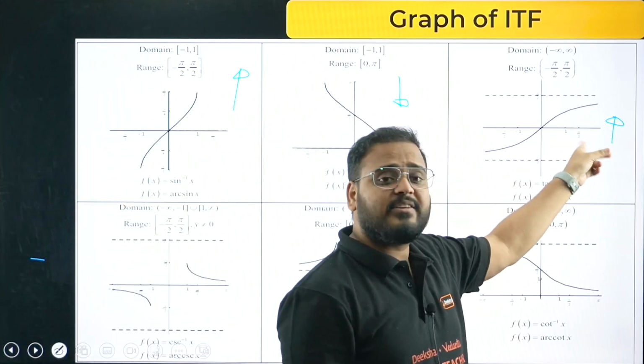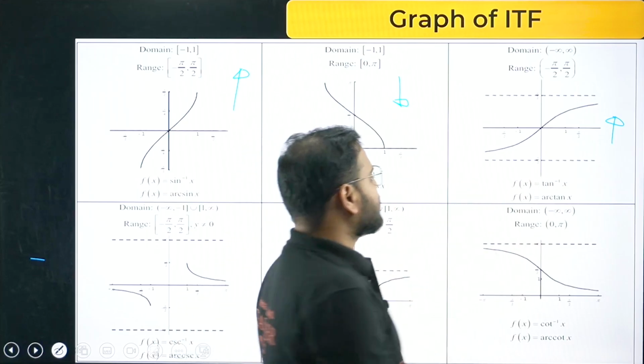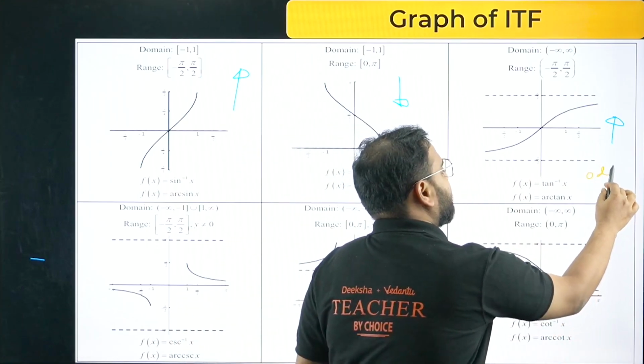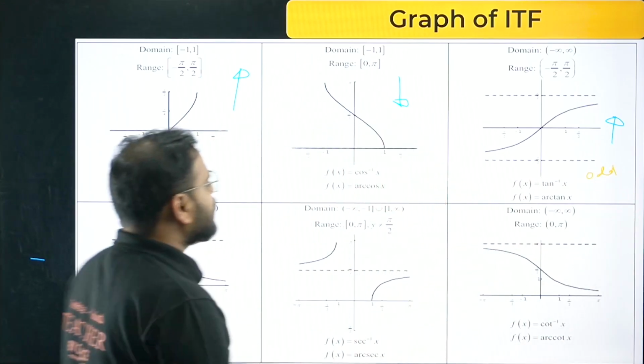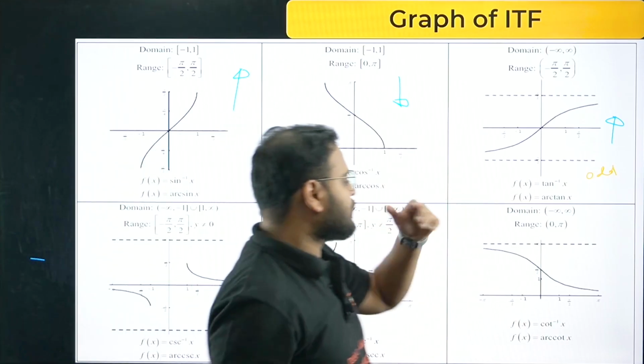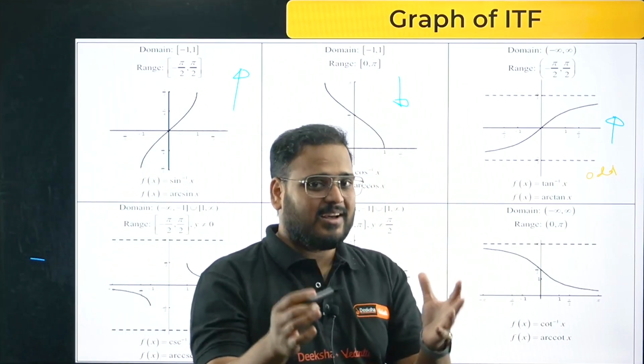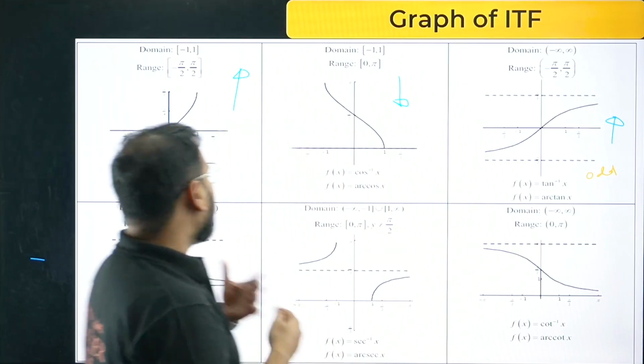It will be again increasing and odd. Increasing function and odd, bacha. This is odd again. Not visible, right? Is it visible? No. So just check. This is odd, bacha. Tan inverse is odd. I have already taught you this, but still I'm here, so I'm explaining this to you again.